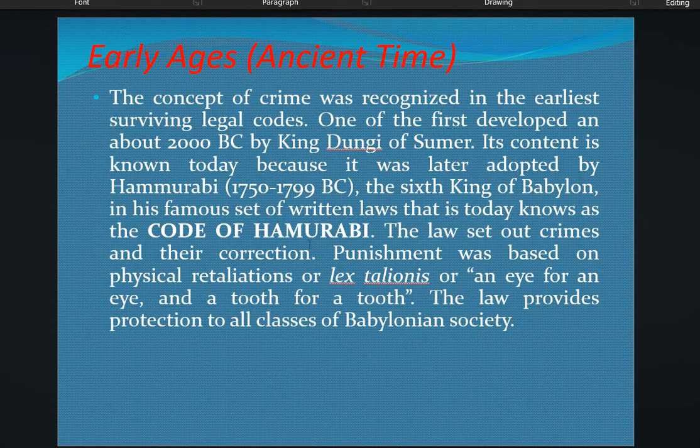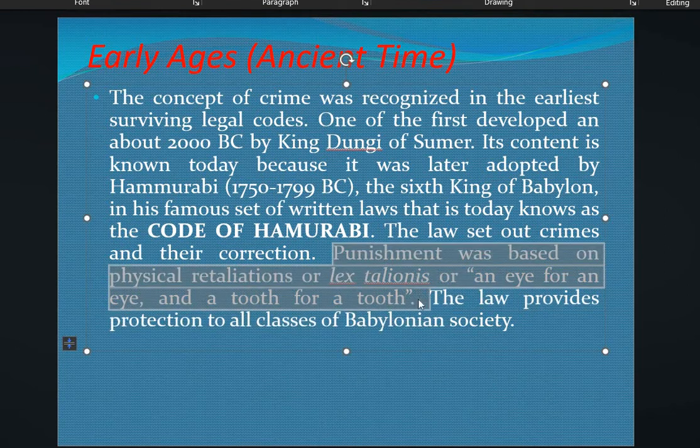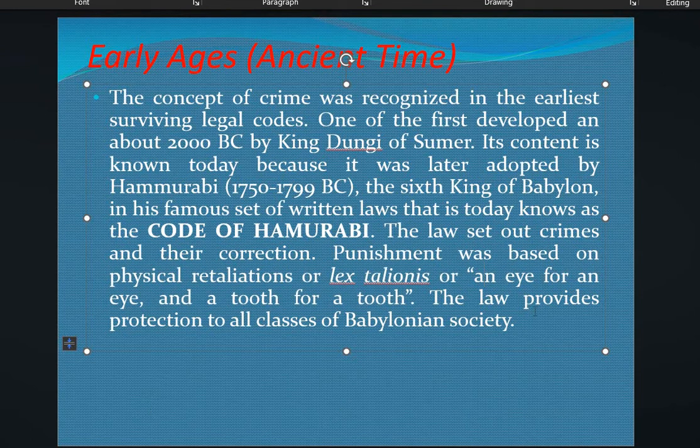So in the early ages, if you are familiar with the Code of Hammurabi, the concept is that whatever crime you committed, the same punishment will be given to you. So the lex talionis, or what we call an eye for an eye, a tooth for a tooth. This means that in the Code of Hammurabi, don't forget this, it is highlighted: punishment was based on physical retaliation, or lex talionis. Or in English, an eye for an eye and a tooth for a tooth, wherein whatever you did, the same penalty or the same punishment will be given to you. That is under the Code of Hammurabi.